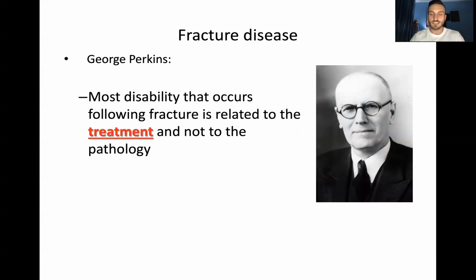So the fracture disease, as Perkins says, is because of the treatment, not the fracture itself. Any fracture will heal, but when you treat it conservatively, for example, with a splint for 8, 12 weeks, you will lose the muscle, you will lose the vasculature, and so on.